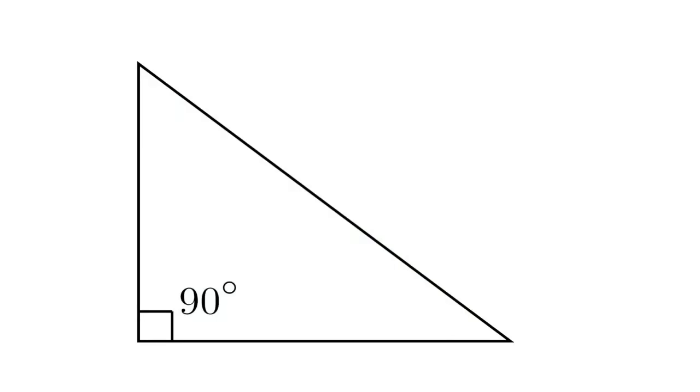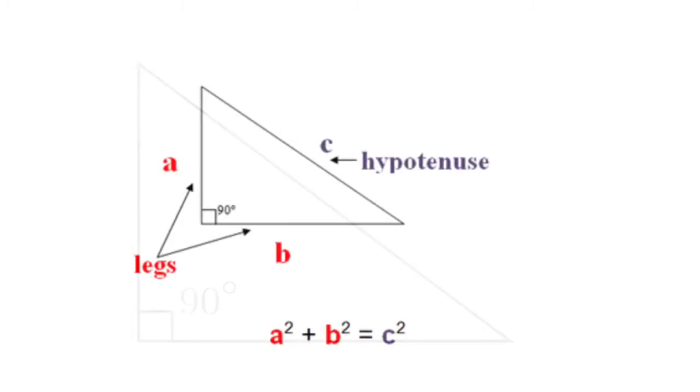As we go on, here's a few things to keep in mind. For our theorem to work, we need a right triangle. This means that our triangle must have a 90-degree angle. Also, the largest side of the triangle is called a hypotenuse, and the other two smaller ones are called legs.